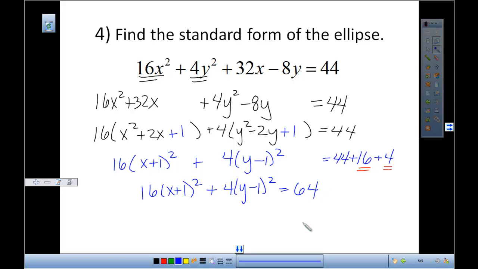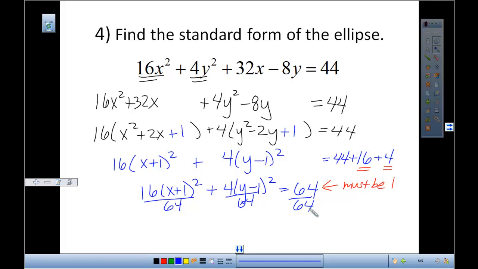Now, this becomes just like the problem we looked at before. We know to be in the standard form of the ellipse, this value over here on the right needs to be, instead of 64, equal to 1. So our last step must be that we have to divide everything by 64.